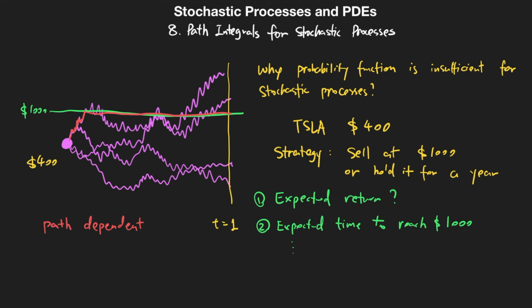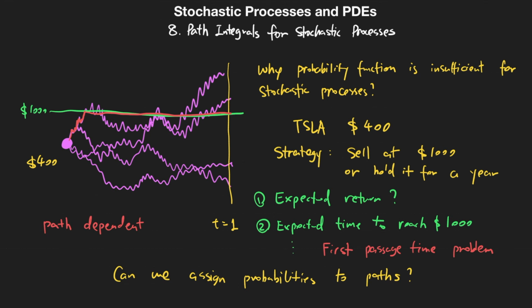So this leads to a natural question. Can we assign probability to a path? This is really the motivation behind the path integral. And in fact, this is very much related to the stochastic simulation that we talked about before. The idea here is that if we can assign probabilities to paths, then we can solve this problem. For this particular example, it's actually related to the first passage time problem. And we'll look at the first passage time of Brownian motion later in this video.